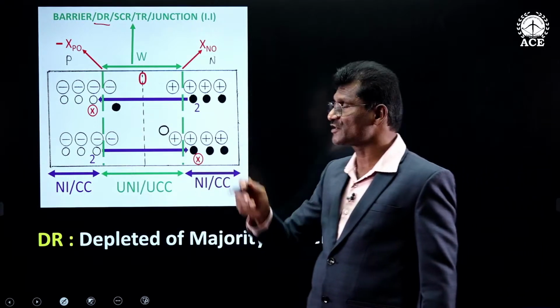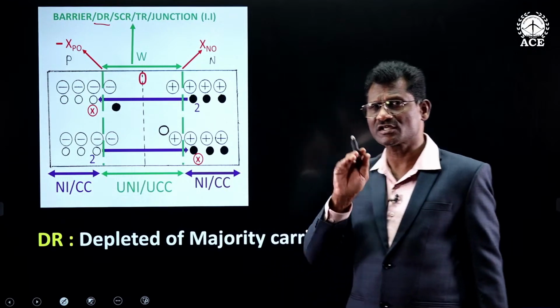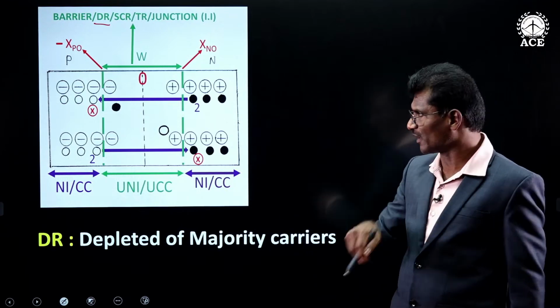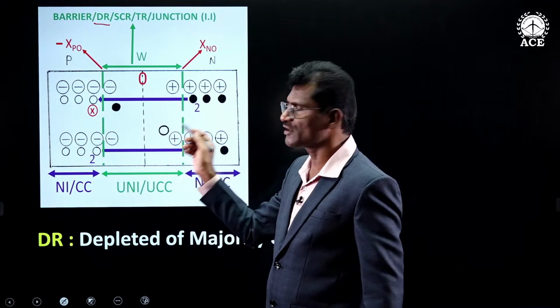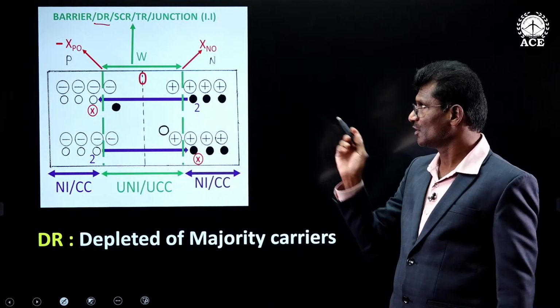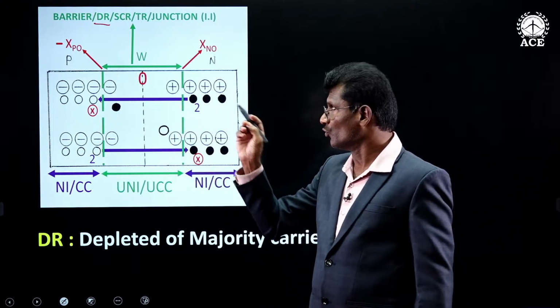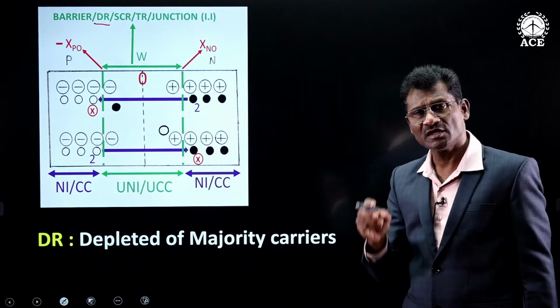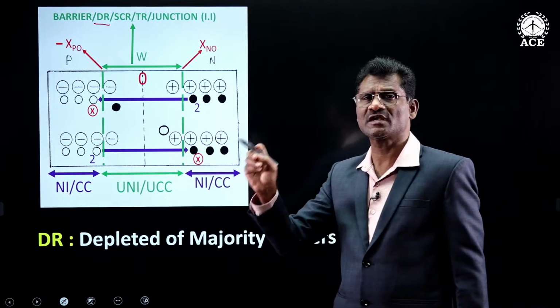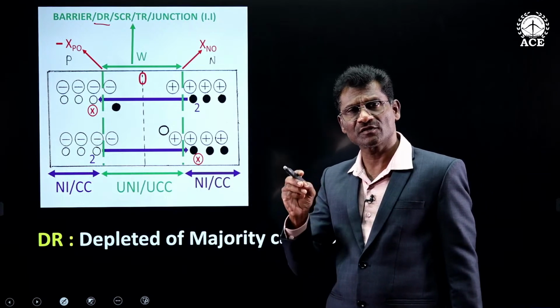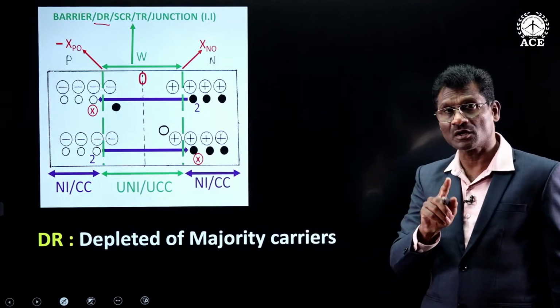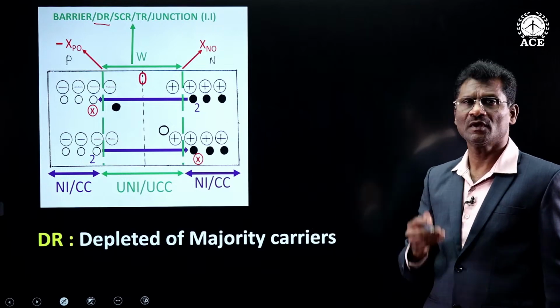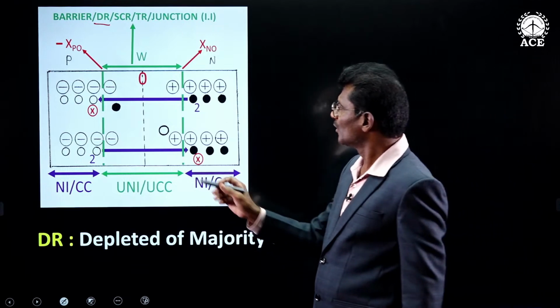When we stated depletion region, we said charge carriers are not existing. But again, we are now showing charge carriers. Yes, it needs to be understood. When I use the word depletion region, the meaning is it is depleted of majority carrier, but not minority carrier. Let us see the meaning.